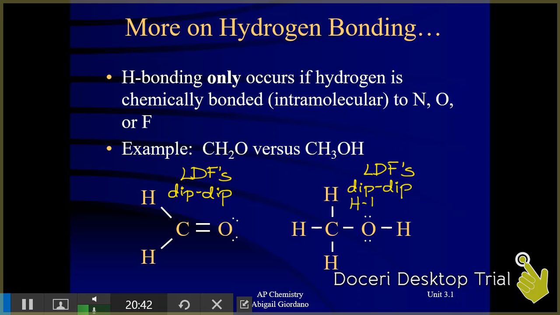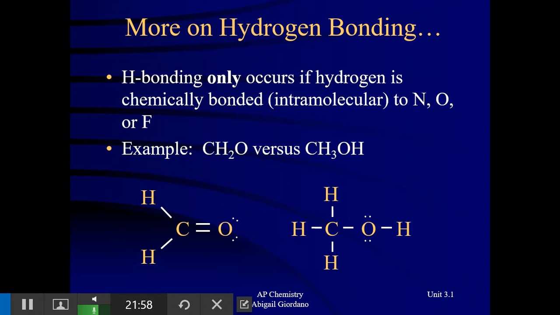The one on the right experiences hydrogen bonding. Why? Because hydrogen is covalently bonded to oxygen. Over on the left-hand side, these hydrogens are not bonded to N, O, or F. So this molecule over here does not experience hydrogen bonding.